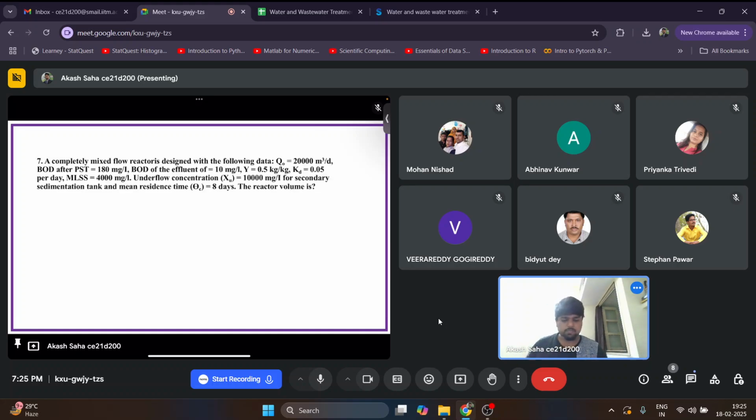Okay, next problem. A completely mixed flow reactor is designed with the following data. The Q naught or the flow rate is 20,000 meter cube per day. BOD after primary sedimentation tank is 180 milligram per liter. BOD of the effluent is 10 milligram per liter. The yield is 0.5 kg per kg. The decay constant is 0.05 per day. MLSS is 4000 milligram per liter. Underflow concentration is 10,000 milligram per liter for the secondary sedimentation tank, and the mean cell residence time, the MCRT or BSRT, is 8 days. So what will be my reactor volume?